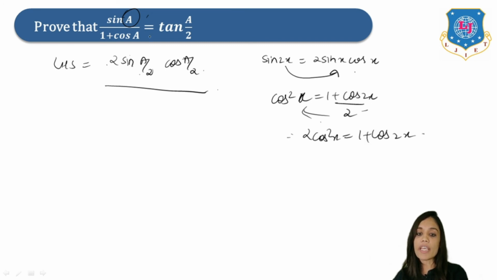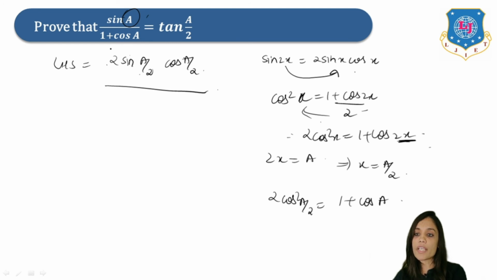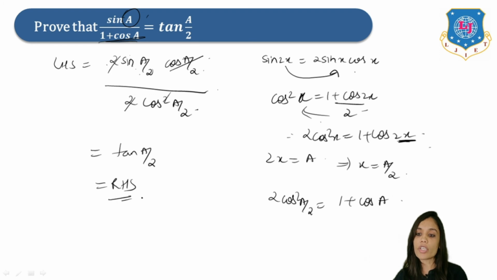Now I have a in place of 2x. So 2x is equal to a. So the value of x will be what? a by 2. So I can write this formula as 2 cos square a by 2 is equal to 1 plus cos a. So I can replace this denominator by 2 cos square a by 2. 2 gets cancelled, 1 cos gets cancelled out. So sine upon cos is what? tan a by 2, which is our RHS. Okay, so we have proved the following example.